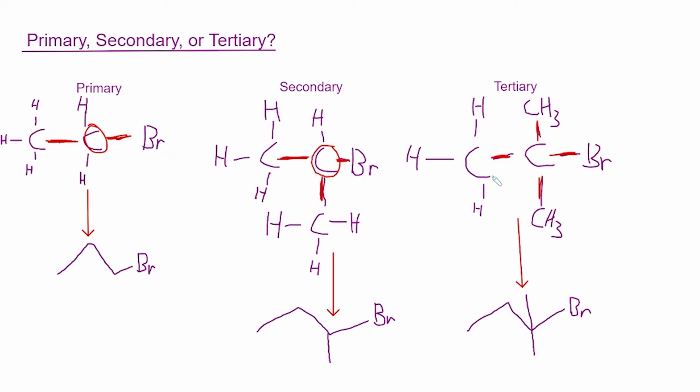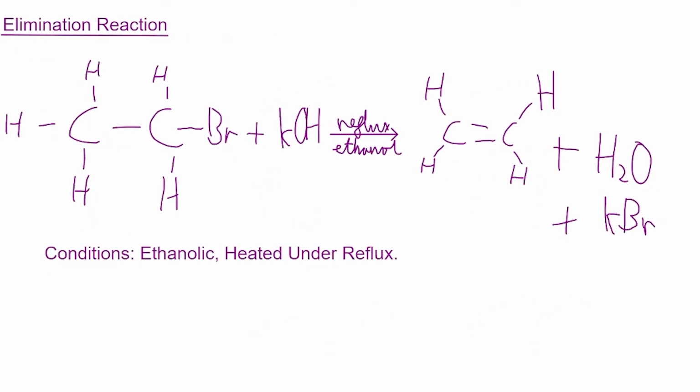And now that we've covered how to classify halogenoalkanes, we can move right on to looking at their reactions. Halogenoalkanes can react with ethanolic potassium hydroxide to produce alkenes in this elimination reaction. The conditions required for this will be that the halogenoalkane has to react with a warm alkali dissolved in ethanol, and that the mixture must be heated under reflux in order to prevent the loss of volatile reactants.